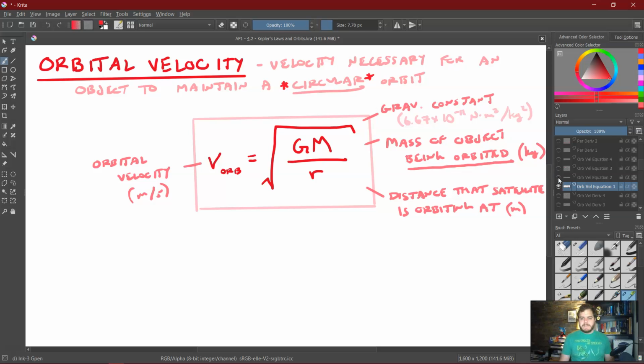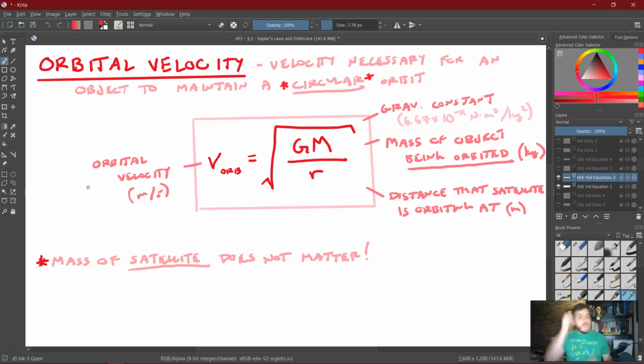So let's remember that. Now, a couple things to note here is first that the mass of the satellite actually doesn't matter. So if I took Earth out and I replaced it with just a tiny rock, and I had the rock move at the same orbital velocity as Earth, well, then it's still going to be able to maintain that orbit around the Sun, because the mass of the satellite is inconsequential here.